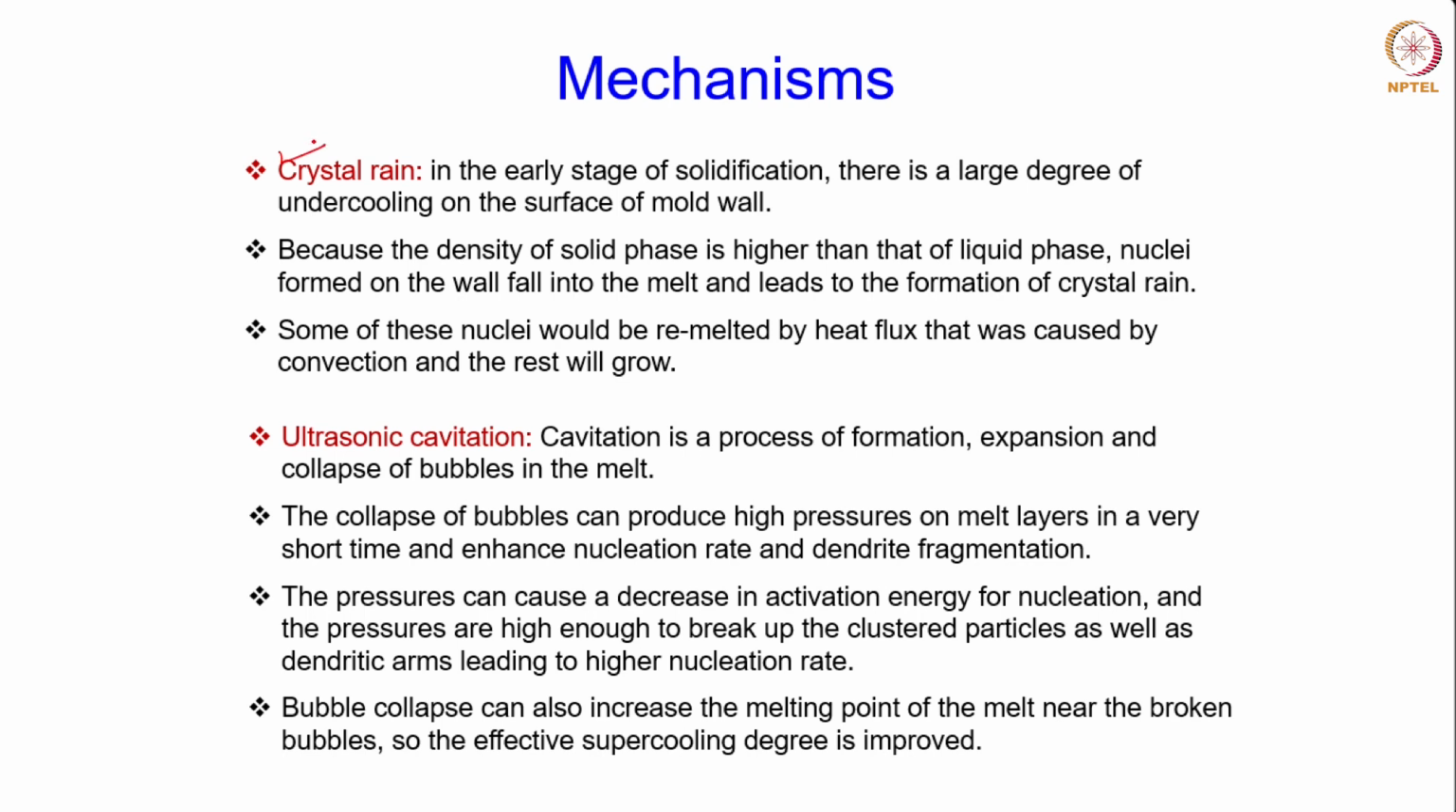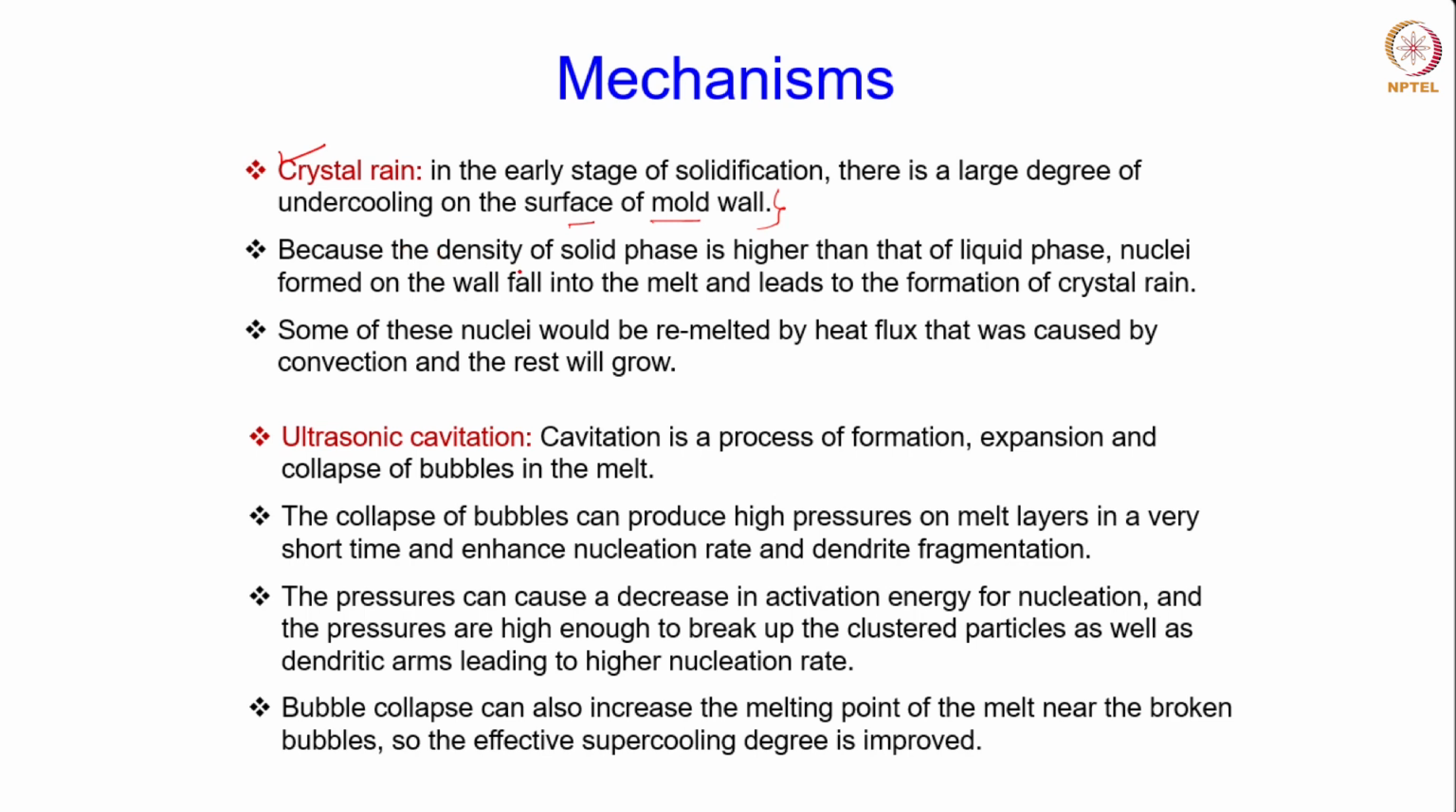As I would have mentioned before, the mold wall can also act as a heterogeneous site for nucleation, right? Because that is also an additional surface which is being presented to the liquid metal when it is poured into the mold. So in the early stage of solidification, there is a large degree of undercooling on the surface of the mold, and therefore the solid crystals will form on the mold walls, right?